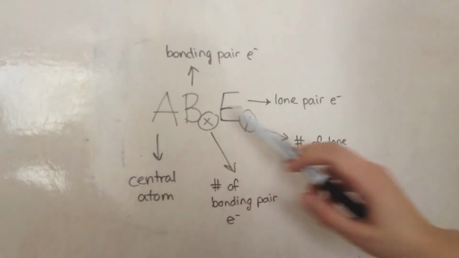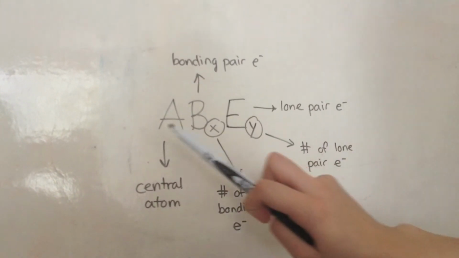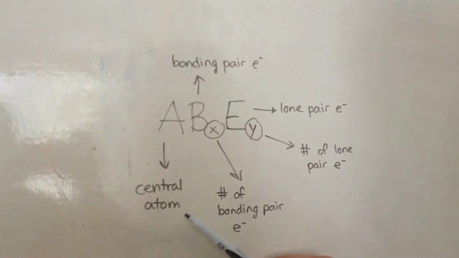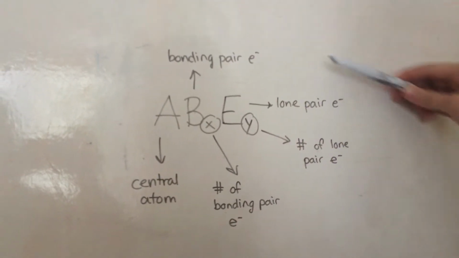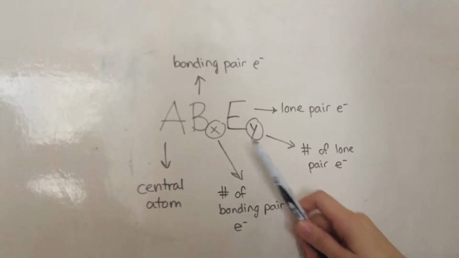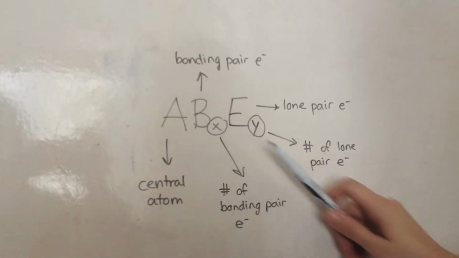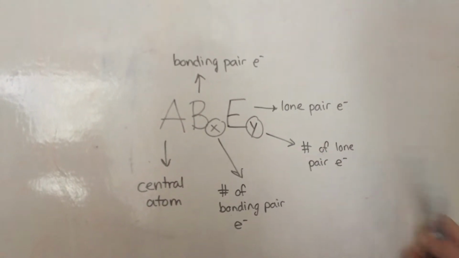So, what is the notation of VSEPR? The notation of VSEPR is as follows: AB subscript X E subscript Y. So what do these letters stand for? A is the central atom, B represents the bonding pair electrons, E represents lone pair electrons, and the subscripts X and Y represent two different things. X represents the number of bonding pair electrons, and Y represents the number of lone pair electrons.